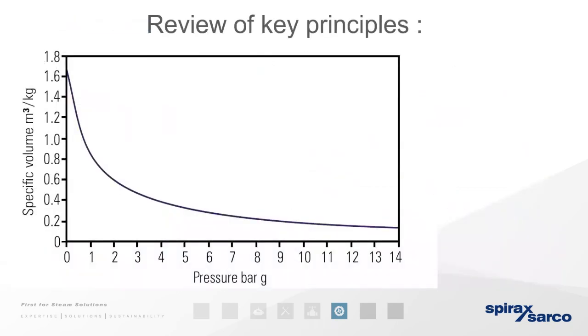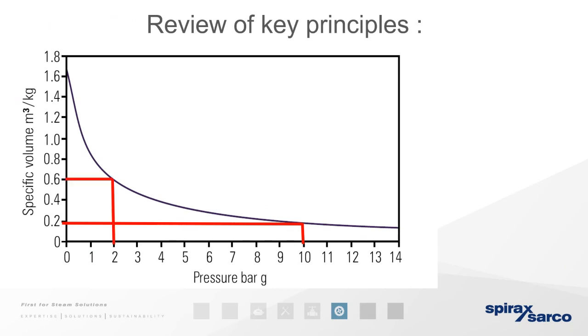So as we just saw, from our pressure versus specific volume, we know that each pressure has a different volume. There we can see if steam is formed at 10 bar gauge, we will have a volume of 0.1773 meters cubed per kilogram.